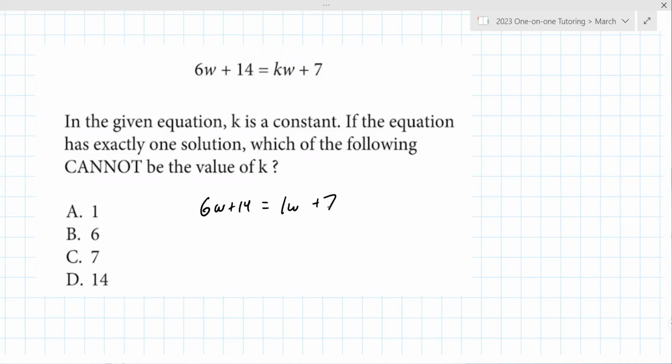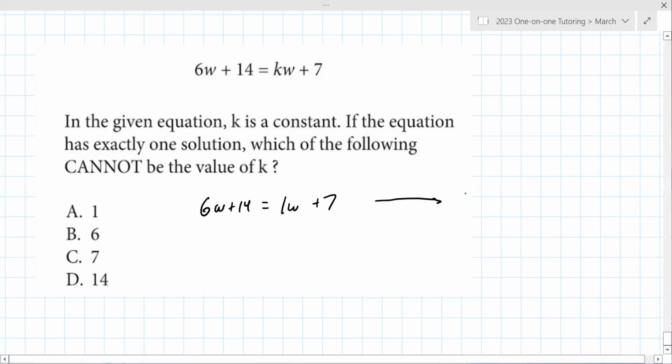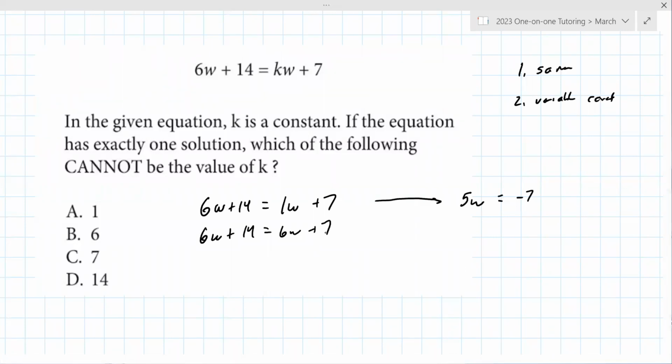The next one is when you move the variable, it doesn't cancel. Okay, like we don't need to solve this, but if we did, we get 5W equals minus 7, and that works. Like you don't need the solution, but that works. So you're really looking for two things. Either it's the same or the variable cancels. These are the bad cases. So when you get 6W plus 14 equals 6W plus 7, are these the same? No, but the variable does cancel. And when the variable cancels, that's not good.